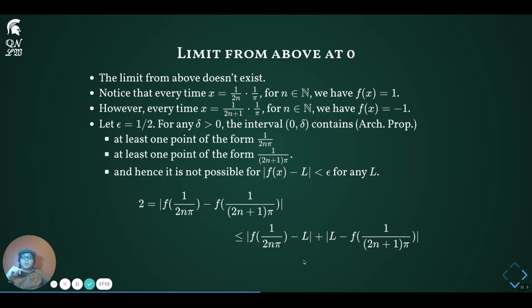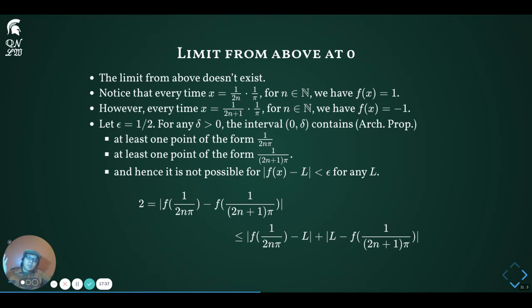Since the sum of the two distances is at least 2, it is not possible for both of them to be less than 1/2. So, to summarize, because we know that the function has infinitely many crests near 0 and infinitely many troughs near 0, we know that within the interval from 0 to delta, for any positive delta, there is at least one crest and at least one trough.